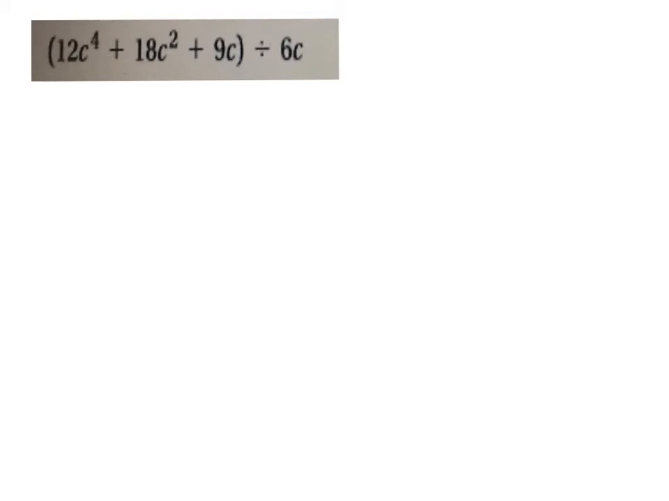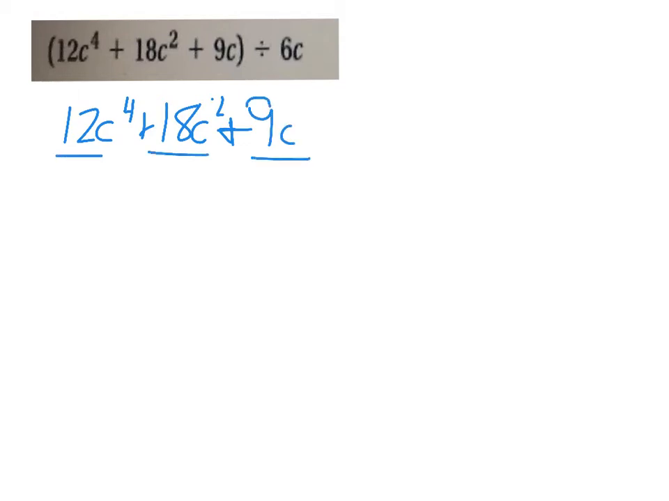Okay, let's look at our last example here. Setting it up, 12c to the fourth power plus 18c squared plus 9c, each piece being divided by 6c. That time I set it up a little bit differently. As long as you make sure every part is on top and every value that you're dividing by is on the bottom, it doesn't really matter which order you set things up.